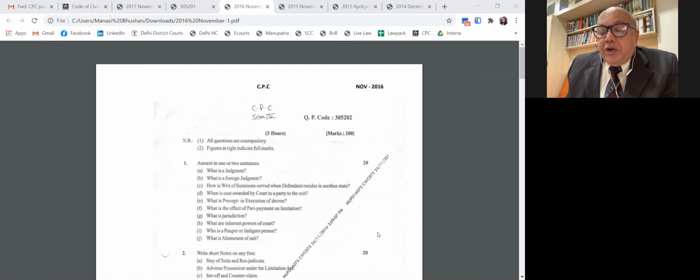Then second is, what is a foreign judgment? That is Section 13 and Section 14. We won't be reading it again.